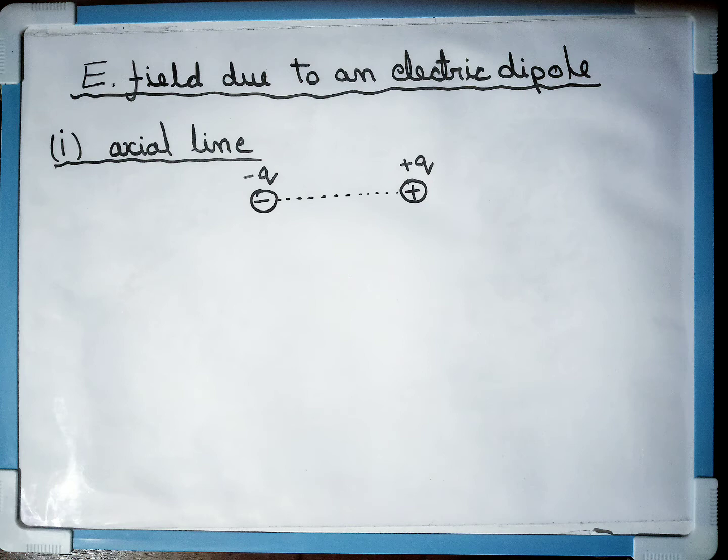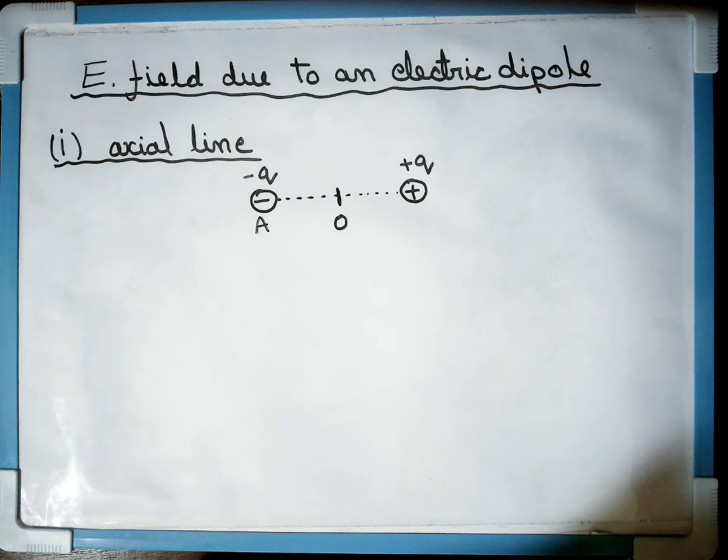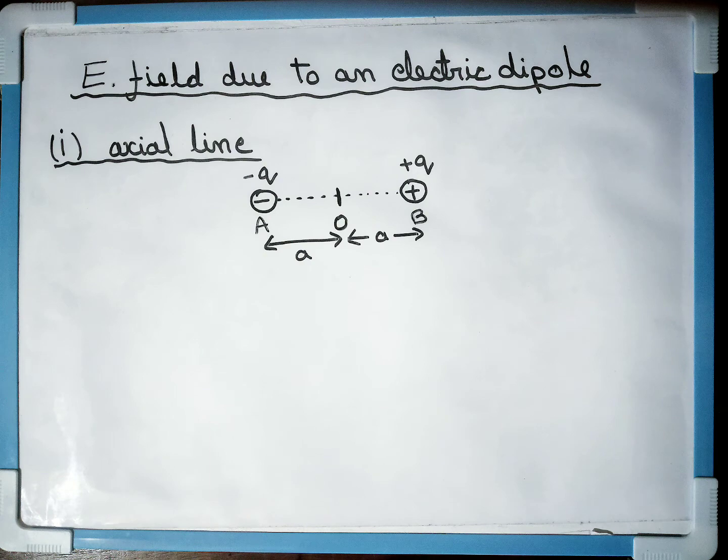Let O be the center of the dipole and A be a point at which the charge minus q is placed, and B be a point at which the charge plus q is placed. Now the distance of plus q and minus q from the center O is given by the small letter a. So this a is the distance of either charge from the center of the dipole.